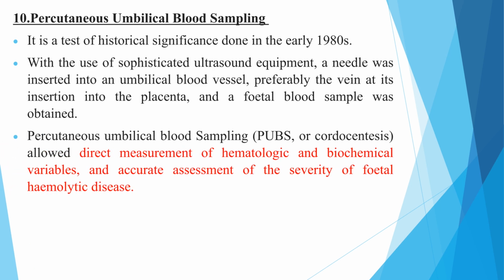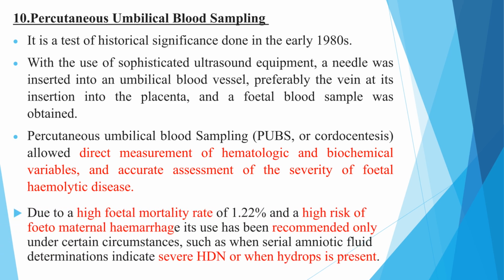Percutaneous umbilical blood sampling allowed direct measurement of hematologic and biochemical variables and accurate assessment of the severity of fetal hemolytic disease. Due to a high fetal mortality rate of 1.22% and a high risk of FMH, its use has been recommended only under certain circumstances, such as when serial amniotic fluid determinations indicate severe HDN or when hydrops is present.